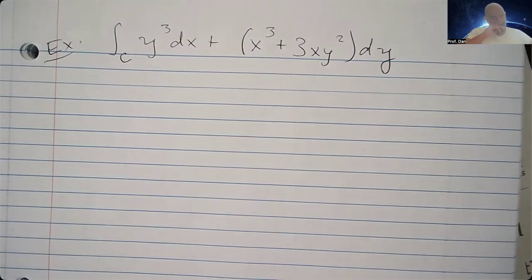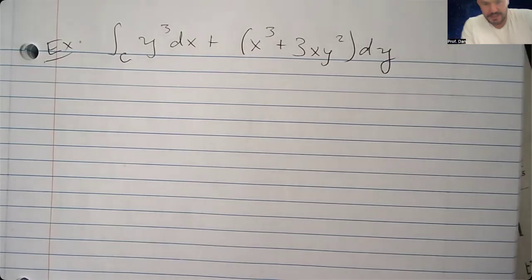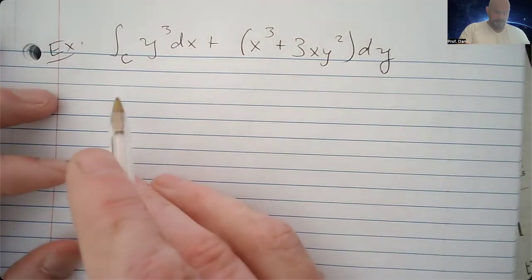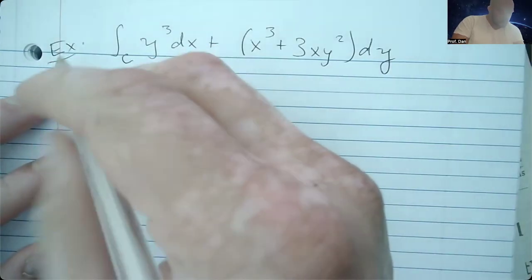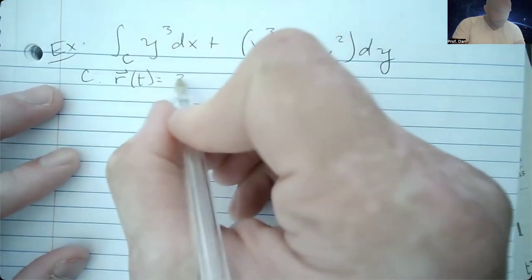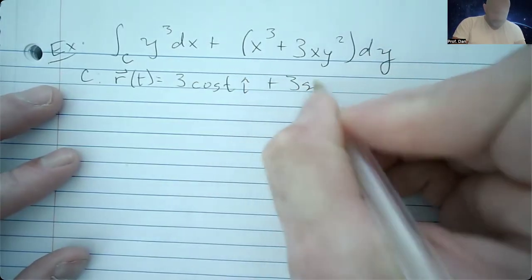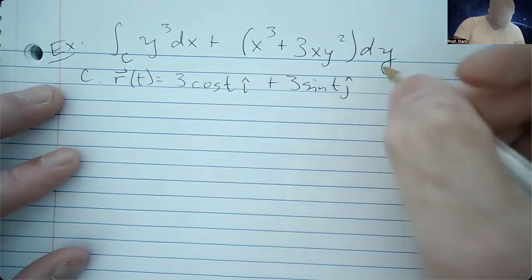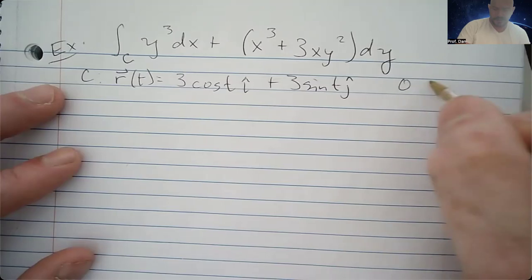Kind of weird. It looks like it's wrong, but it also is kind of a convention in fields of study where you're integrating with respect to all sorts of different things. So with this one, we're told that our path C is defined by a vector valued function r of t is equal to 3 cosine t i plus 3 sine t j, and t will range from 0 to 2 pi.